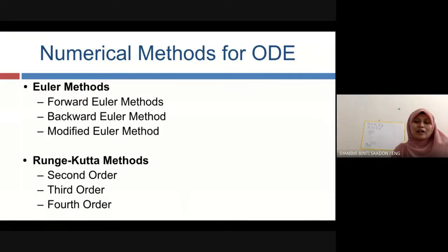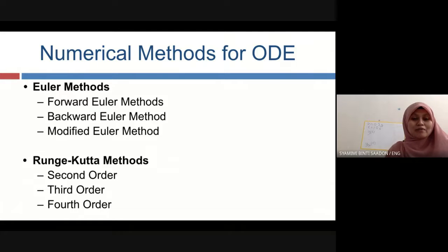So this is what I was talking about. We have two methods to solve initial value problems. The first one is the Euler method. In the Euler method, there are 3 different types of equation that we can use, called forward Euler, backward Euler and modified Euler. I'll show you the equations later on.